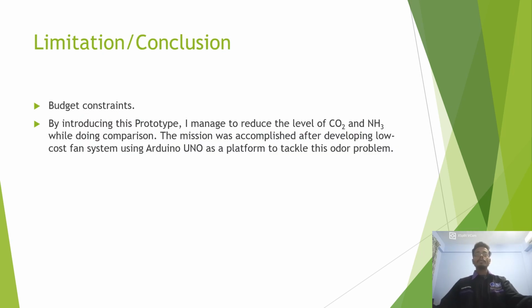During completion of my project, I faced a limitation, which is budget constraint. For the ammonia and carbon dioxide sensor, I used the air quality sensor as a replacement for the specialized sensor, because that sensor would cost me more, and the MQ135 has a similar function for ammonia and carbon dioxide. And finally, as a conclusion for my prototype, I managed to reduce the level of carbon dioxide and ammonia, as seen in the comparison.